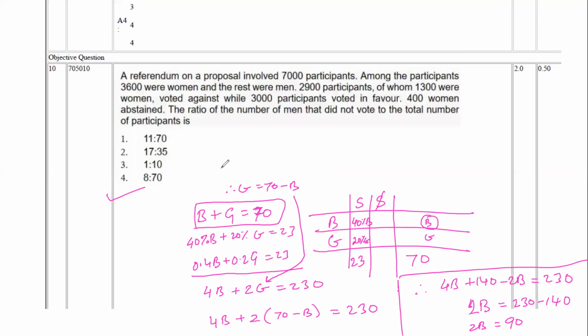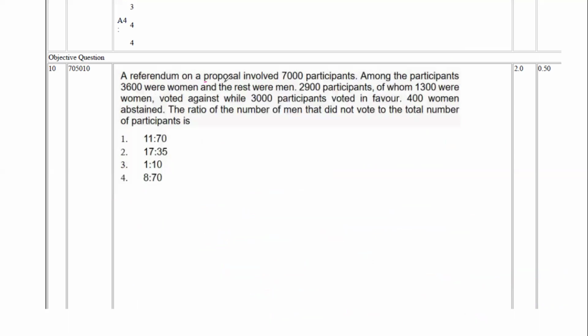Okay. A referendum on a proposal involved 7,000 participants. Among the participants, 3,600 were women, the rest were men. 2,900 participants, of whom 1,300 were women, voted against, while 3,000 participants voted in favor. 400 women abstained. The ratio of the number of men that did not vote to the total number of participants is. So out here, the grid method is useful.